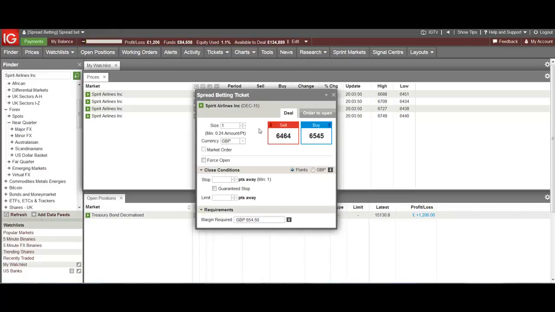Now, many people, when they're starting out, guaranteed stops are what you're probably going to move into, so you can't lose more than what you've basically set out to. With a normal stop, if there's slippage, if there's a large gap, they may be able to get you out at that price or close to that price.